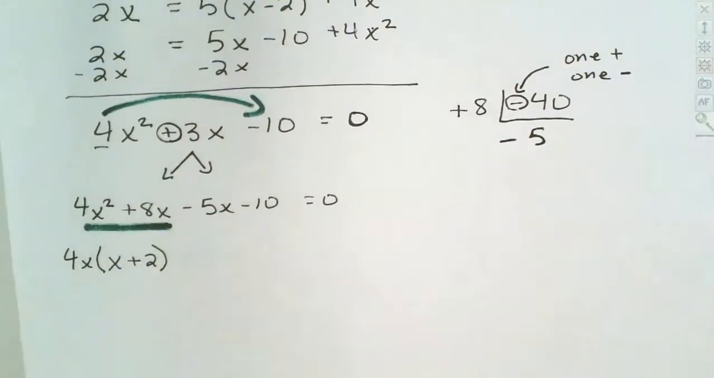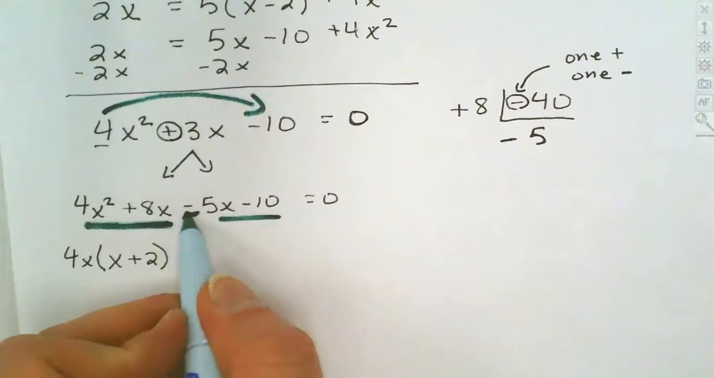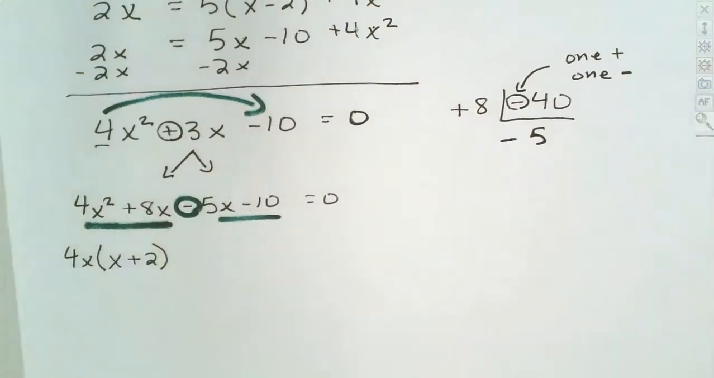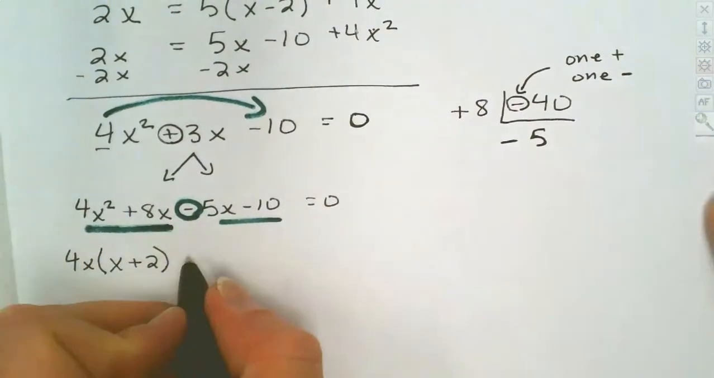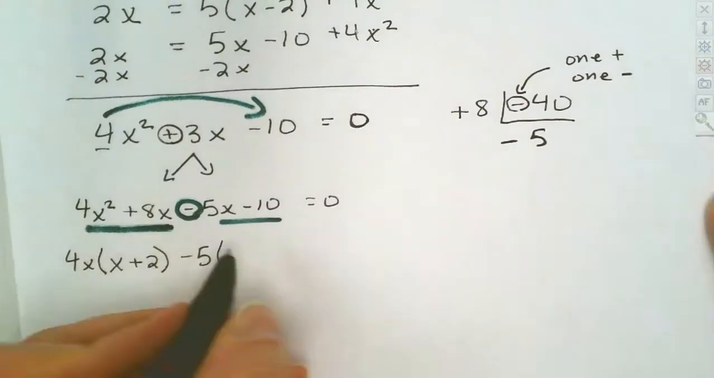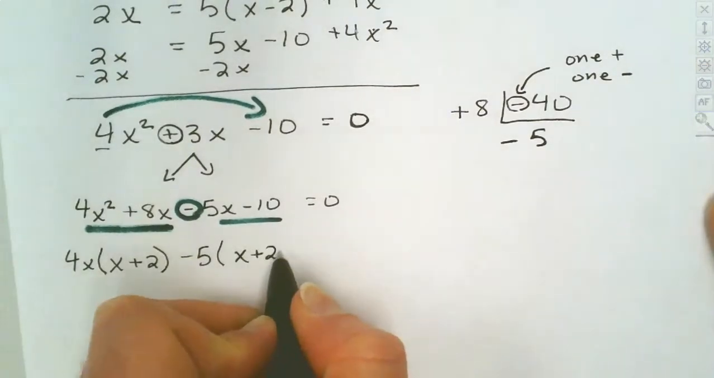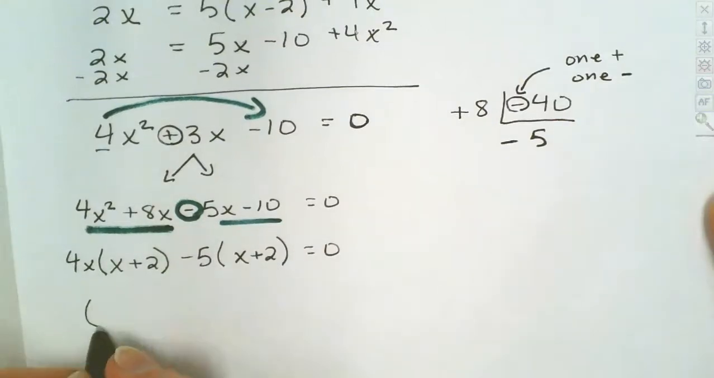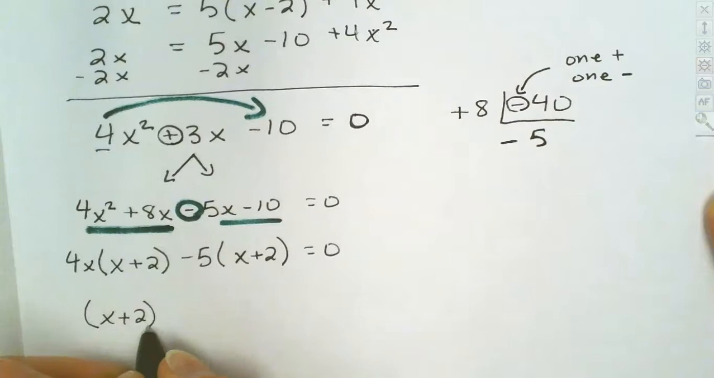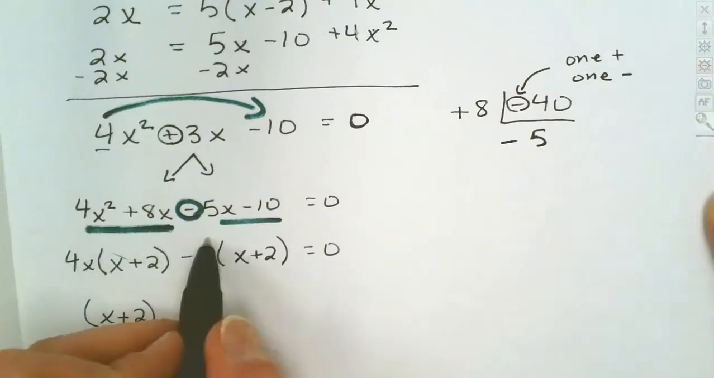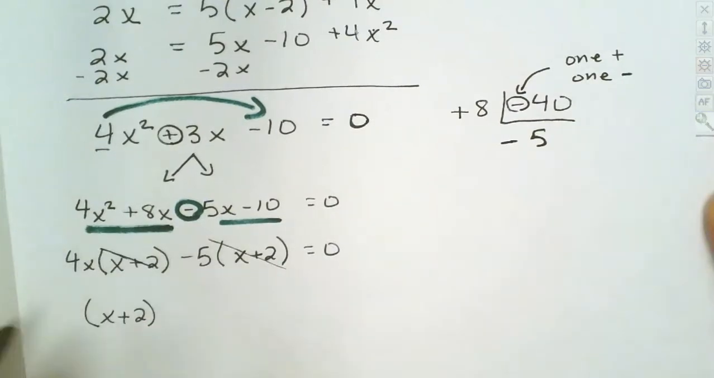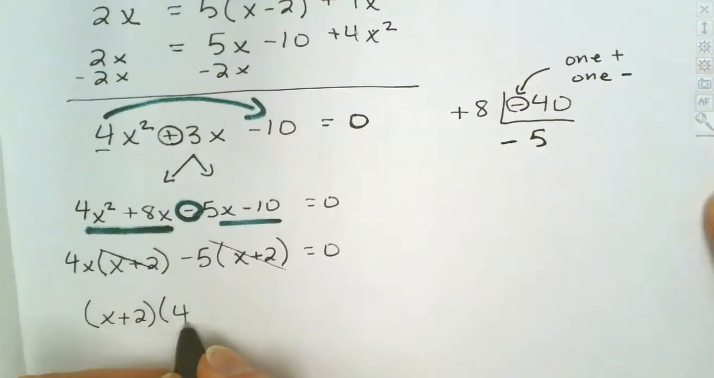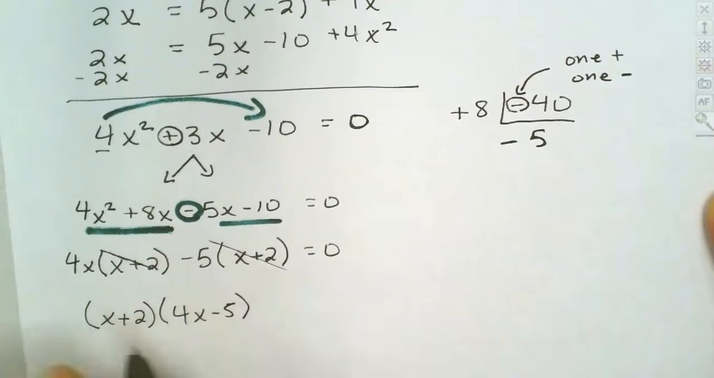The next two pieces, it begins with a negative, so I'm going to factor out a negative 5. And that leaves you then with an x plus 2. Those are the same. So now we have an x plus 2 out in front. Gone and gone, right? And what's left over? 4x minus 5. And that equals 0.